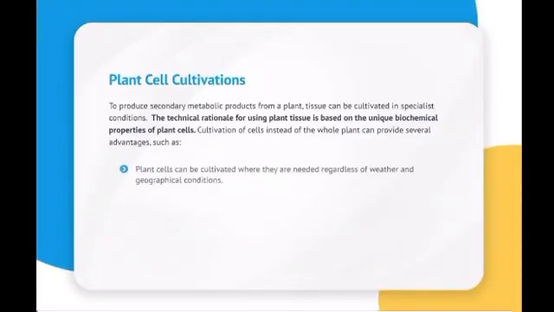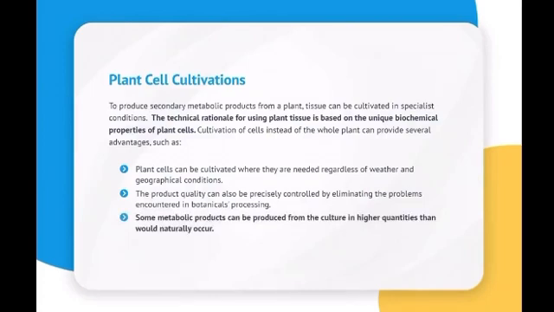To produce secondary metabolic products from a plant, tissue can be cultivated in specialist conditions. The technical rationale for using plant tissue is based on the unique biochemical properties of plant cells. Cultivation of cells instead of the whole plant can provide several advantages, such as plant cells can be cultivated where they are needed regardless of weather and geographical conditions. The product quality can also be precisely controlled by eliminating the problems encountered in botanicals processing. Some metabolic products can be produced from the culture in higher quantities than would naturally occur.